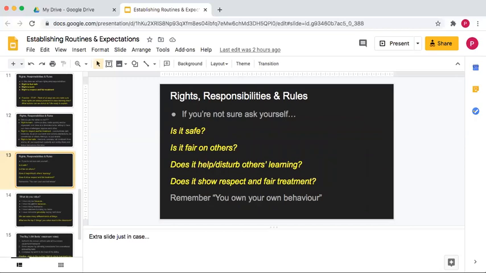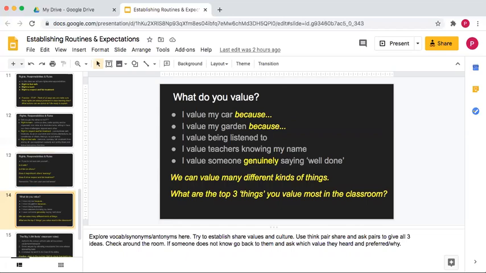Again, if you don't know, I'm sure most students do, but if you don't know, we can ask ourselves these questions about our actions and behaviours, and also words we say. Is it safe? Is it fair on others? Does it help or disturb others' learning? Does it show respect and fair treatment? If it's no to any of those things, or you're not sure, it's probably best not to do it. And again, we can give some examples there. Just an extra slide, just in case. You may not need that one.